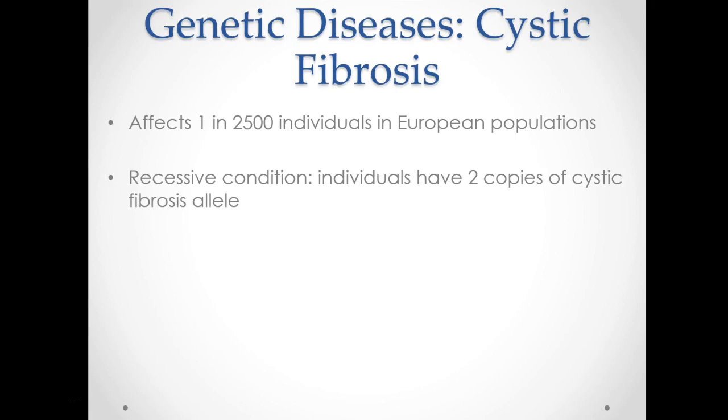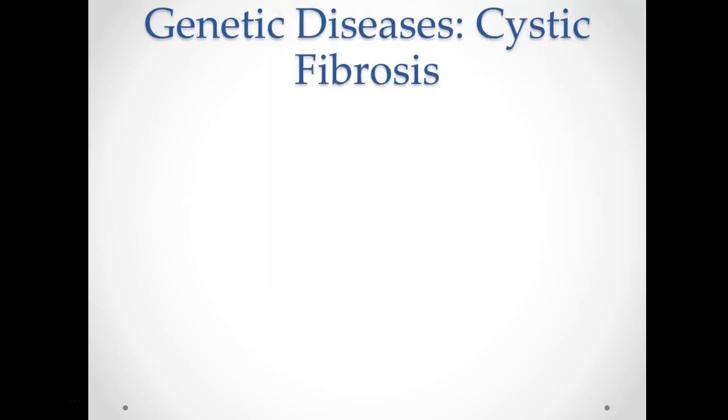And again, in order to get cystic fibrosis, you have to have 2 carrier parents. And the chance of being a carrier is about 1 in 300, again, for people with a European ancestry.